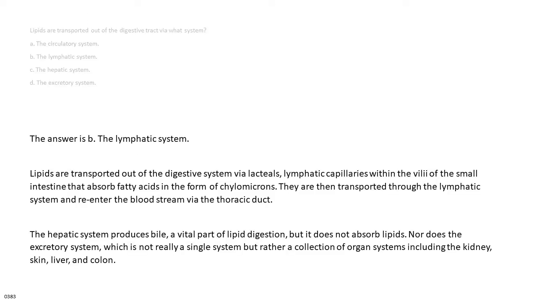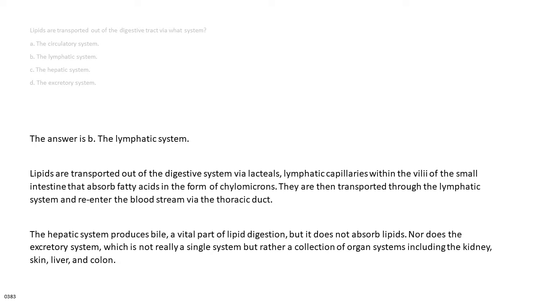The answer is B. The lymphatic system. Lipids are transported out of the digestive system via lacteals, lymphatic capillaries within the villi of the small intestine that absorb fatty acids in the form of chylomicrons. They are then transported through the lymphatic system and re-enter the bloodstream via the thoracic duct.